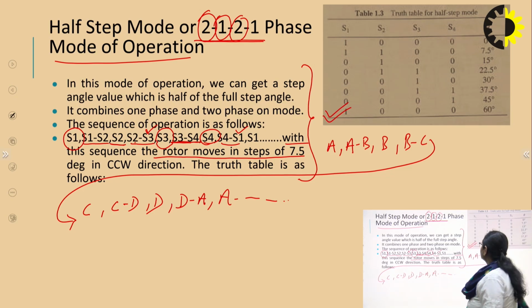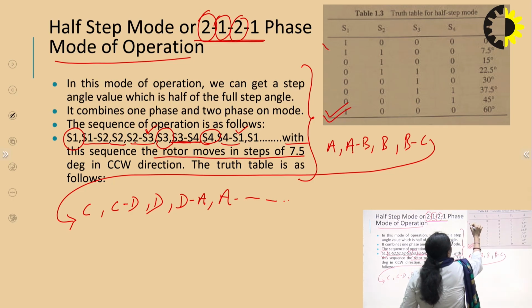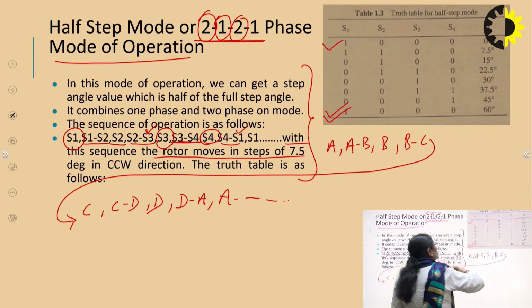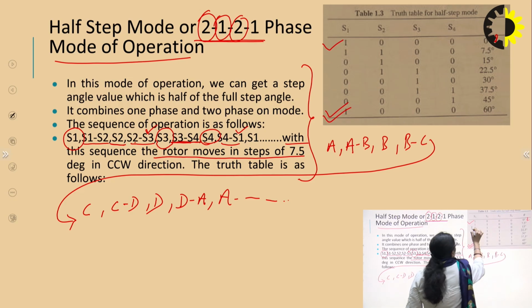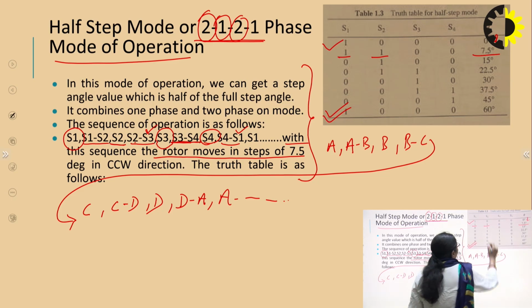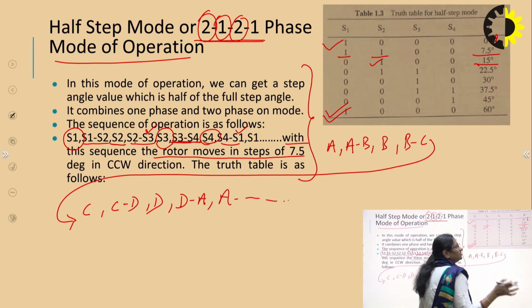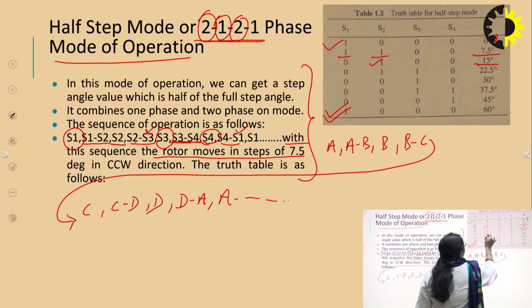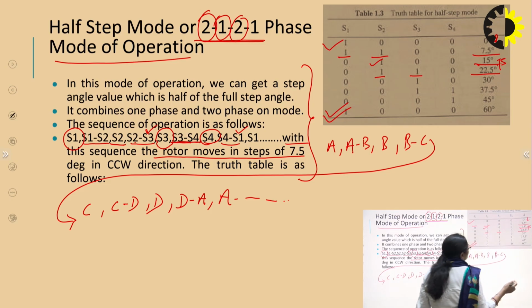the same sequence. The truth table is drawn over here, so you can see very well. S1 is on, the position of rotor is reference position of rest, 0° position angle. S1 and S2 on, the movement is by 7.5 degree. Only S2 on, the movement is again by 7.5 degree and the position angle is 15. After that, S2 and S3, that is phase B and phase C, the position angle is 22.5 and the step angle of movement is half, which is 7.5.